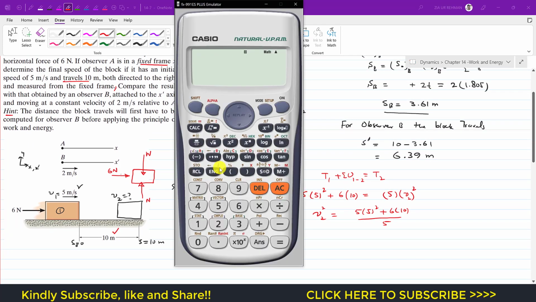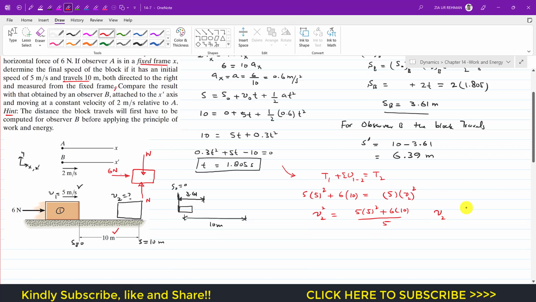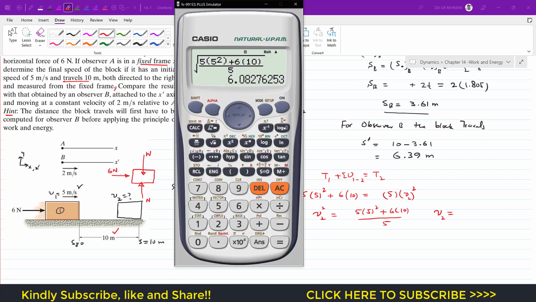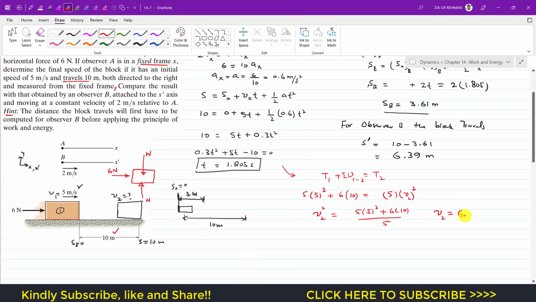Or we can take the square root of this, so that will be V2. So V2 is the square root of 5 into 5 squared plus 6 into 10, divided by 5. This gives me 6.08. So the velocity of the block for observer A is 6.08 meters per second. Now that was for observer A.